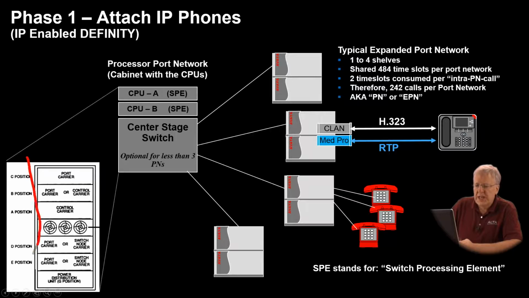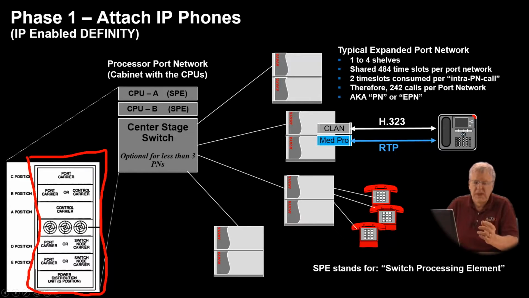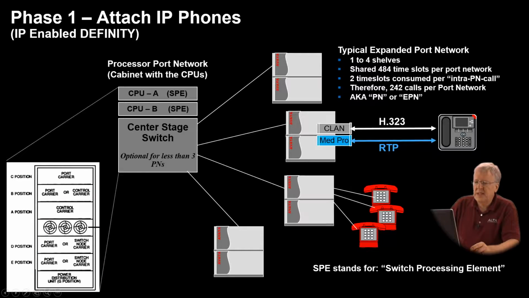Well, a large switch cabinet, which Avaya likes to call their cabinets carriers, would contain 2 CPUs in a redundant system so that one would be active and one would be in standby. And then there would be a center stage switch, which was a switch of switches. It would interconnect things called port networks. So I'm showing 4 port networks here.